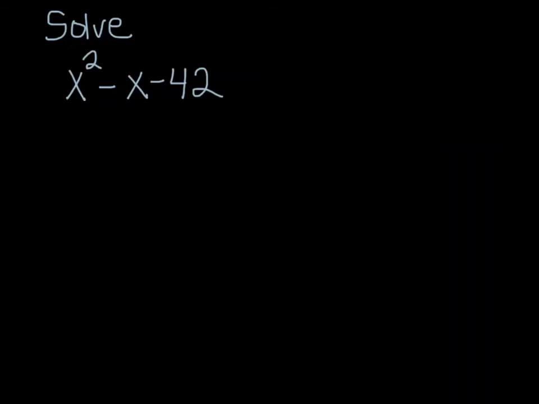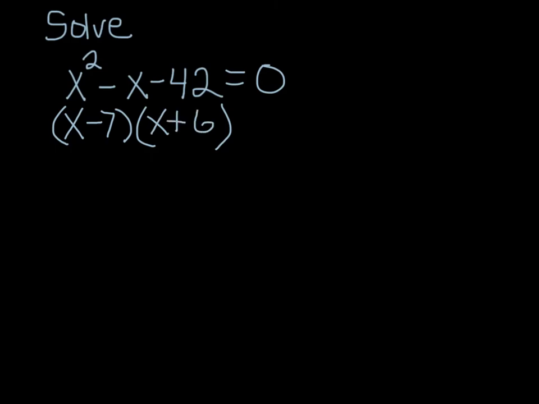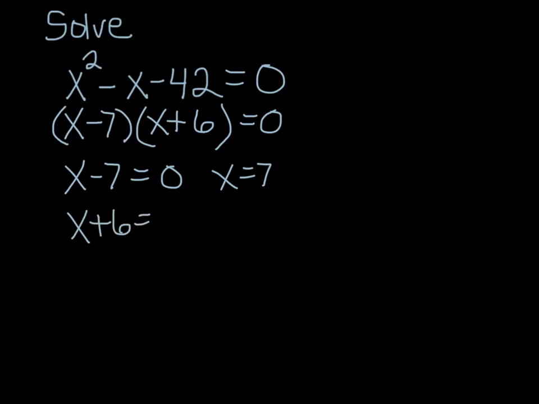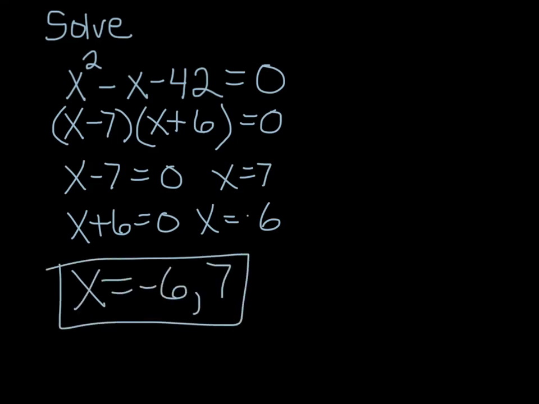And if you were asked to solve, for example, x squared minus x minus 42 equals 0, then we would need to factor it. And factors of negative 42 that add to get negative 1 would be negative 7 and positive 6. So when you're solving, you just set each piece equal to 0. So x minus 7 equals 0, so x equals 7, and x plus 6 equals 0, so x equals negative 6. X is negative 6 and 7. Like that.